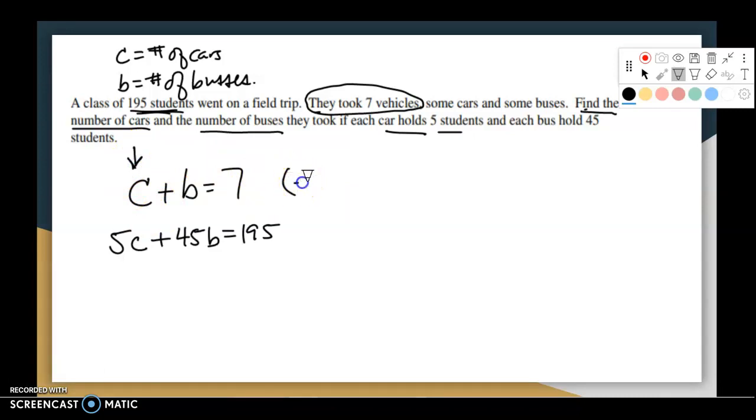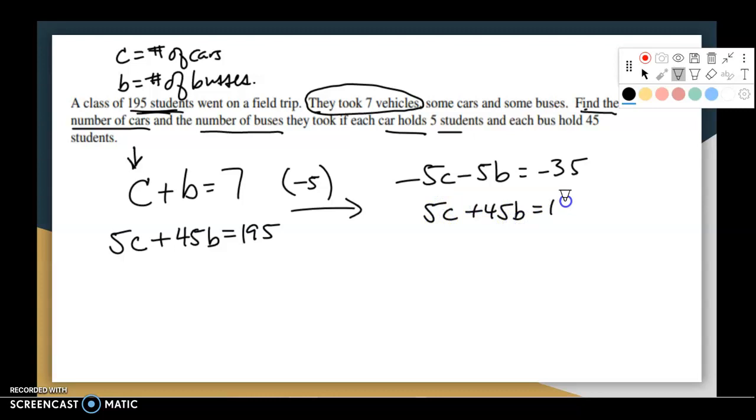I need to multiply the top by -5 because I don't have a -5C on the top and a 5C on the bottom, and they'll add up to 0. So we'll have -5C minus 5B equals -35. And underneath, we're going to keep the bottom equation the same. And now we're going to add these 2. Here we go. So -5C plus 5C, that's 0. They literally knock each other out. 45B plus -5B is 40B. And then 195 minus 35 is 160.